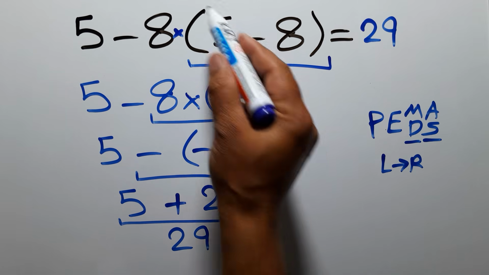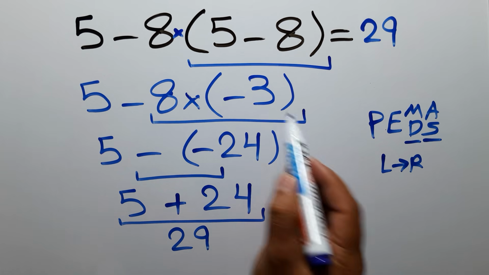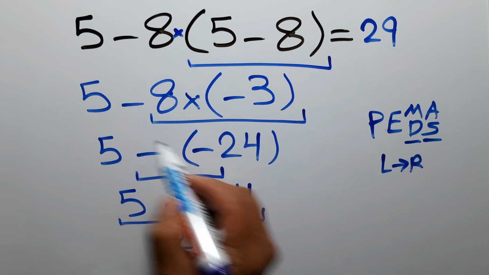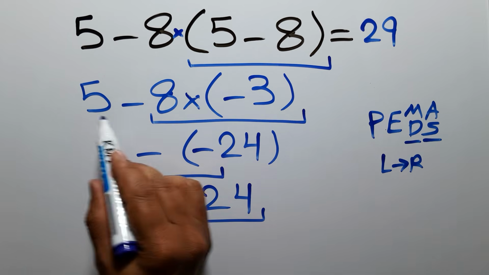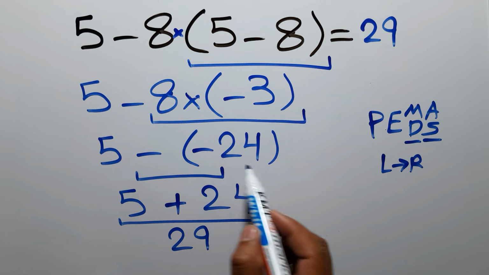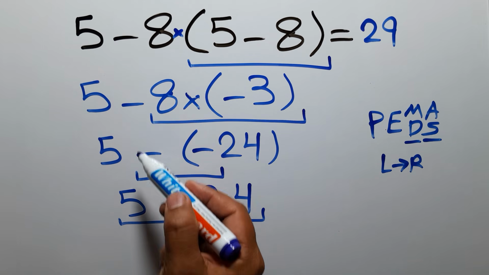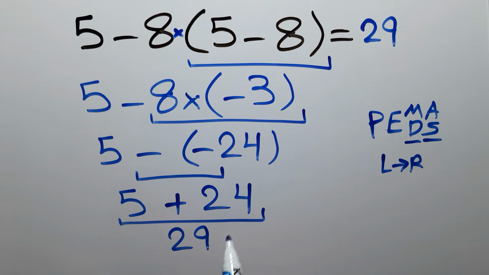Okay, so first this parentheses, 5 minus 8 gives us negative 3. Then this multiplication, because multiplication has higher priority than subtraction. In PEMDAS, multiplication comes before subtraction. So here, first we have to do this multiplication. 8 times negative 3 gives us negative 24. And finally, we have to do this subtraction. 5 minus negative 24, which gives us 29. So this answer is correct.